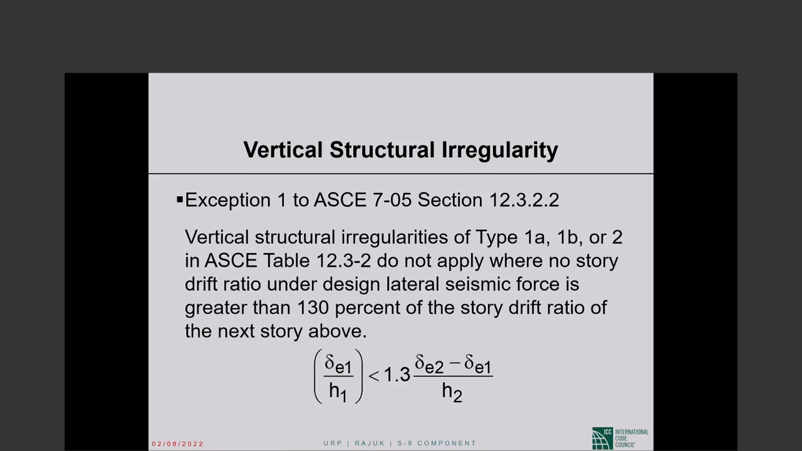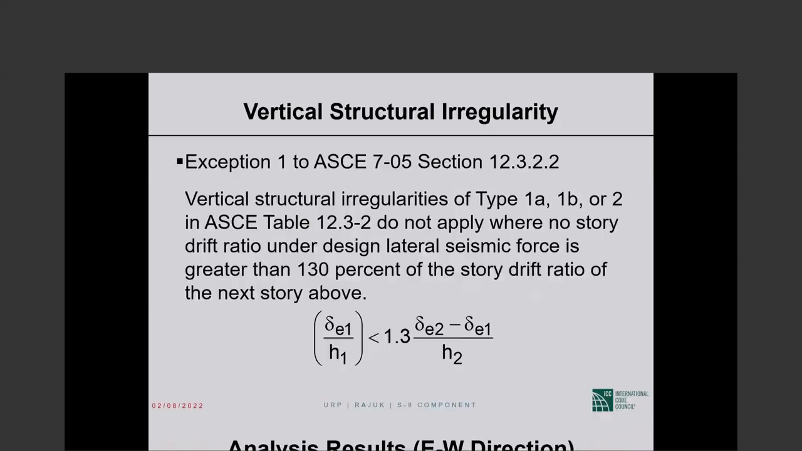Anyway, the interstory drift in the lowest level is delta E1. That divided by the story height has to be less than 130% of the interstory drift of the next level above, which would be delta 2 minus delta 1 divided by the story height, which is H2.